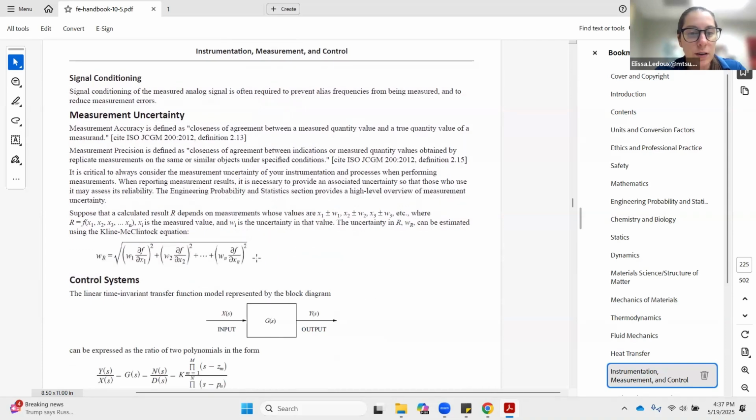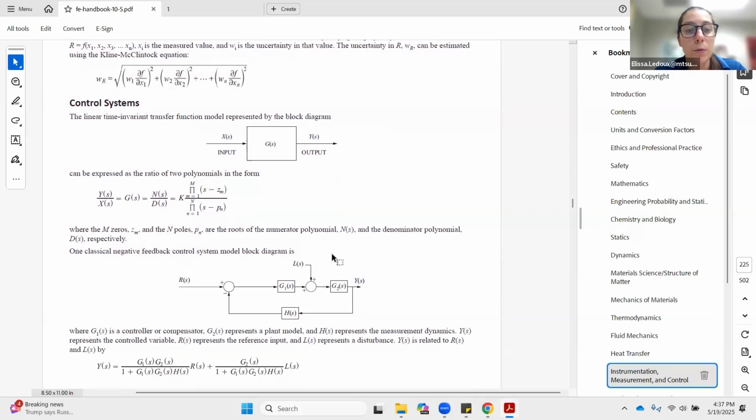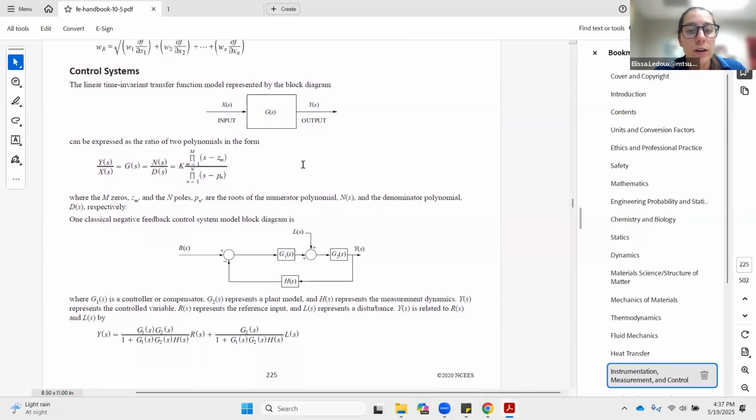Measurement uncertainty, so they probably won't ask you a whole lot about that. Control systems, you do need to know. For a control system, we have the input here on the left, we have the output on the right, and then this G of S is the transfer function. The transfer function shows the impulse response function, and that is usually some equation in the S domain or the frequency domain. But the basic thing to know is that it is the output over the input. So G of S equals the output over the input.